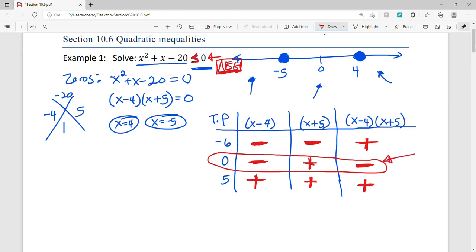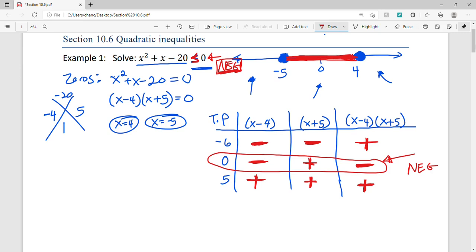We know (x minus 4)(x plus 5) is only negative for a number that's between negative 5 and 4. The test point was 0, and we picked it between there. So I'm going to shade that solution. Anything that we pick between negative 5 and 4 is going to give us a negative result for a quadratic. And therefore, the solution is less than or equal to 0.